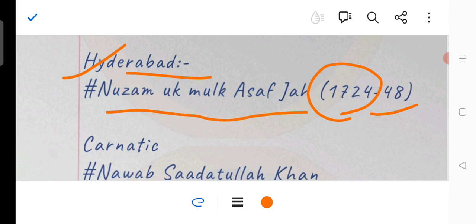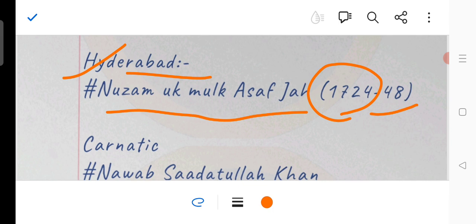And the French Dupleix was there, so he also saw that it was a very good opportunity to play off. So he supported Muzaffar Jung in return for handsome monetary and territorial rewards, meaning money, and land, so that I can establish my factory. Like this, we see that the Hyderabad state had formed.